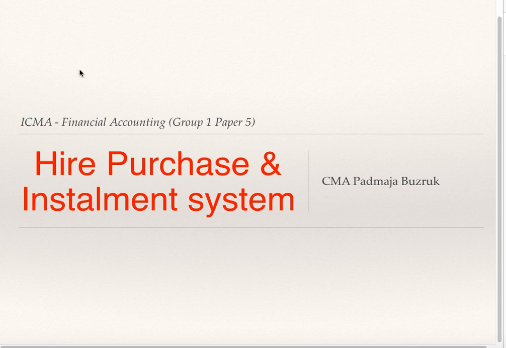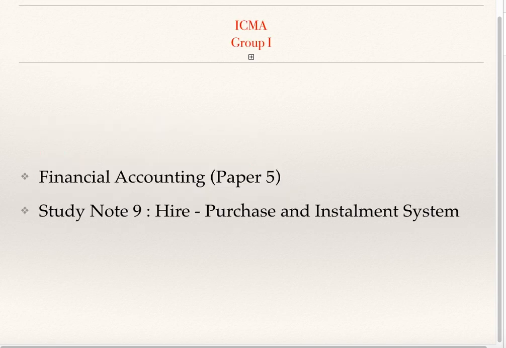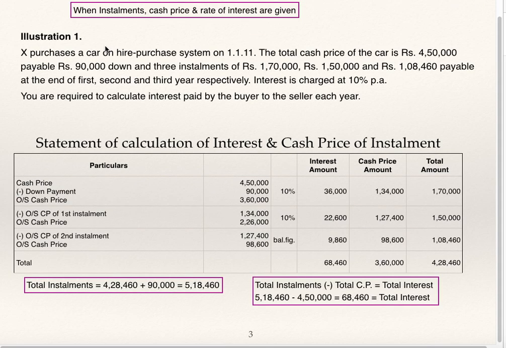I will discuss hire purchase and installment system. Go to study note number 9, hire purchase and installment system. We'll see illustration first when installment, cash price and rate of interest are given. So everything will be given: cash price, rate of interest and installment amounts. Then how to calculate the interest and cash price, that we'll see.